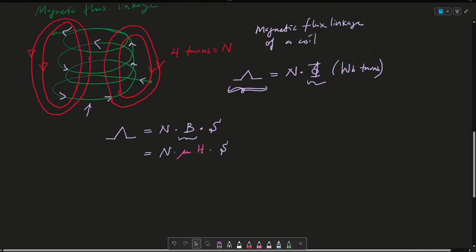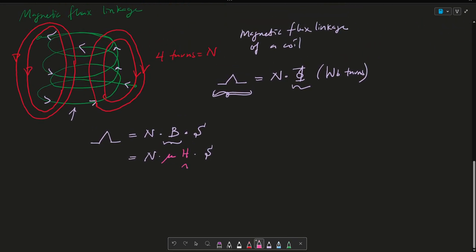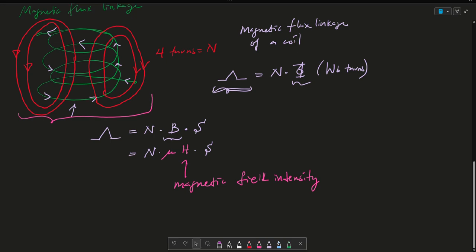What this H is telling us is the magnetic field intensity. And as it says in the name, it's basically the intensity around these turns of wire given a current. So we could say that H is the number of turns divided by L times the current that I apply in there.